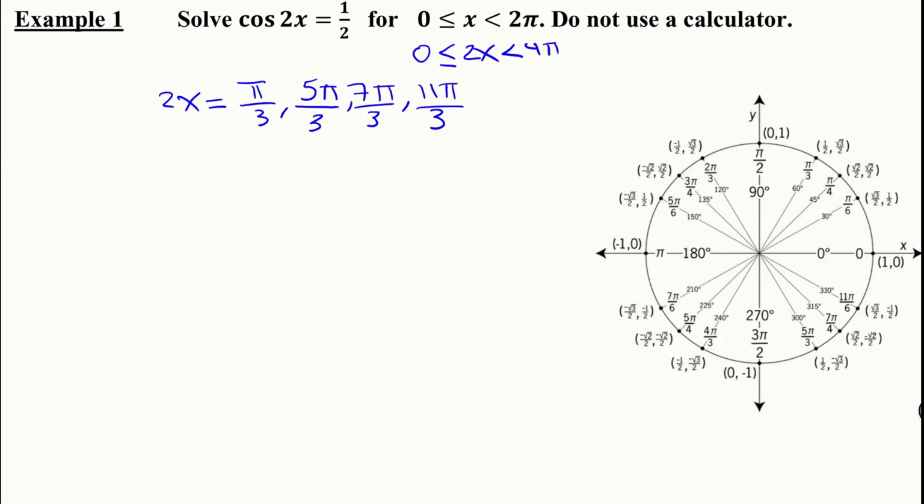So we end up with x being, again, remember, we're going to multiply each of these by 1/2. So we get pi over 6. Next we get 5 pi over 6, then we get 7 pi over 6, finally 11 pi over 6. And that's it. And that's how you handle coefficients other than 1. That's the basic strategy. So make sure that, as simple as this is, you fully understand it before we proceed.